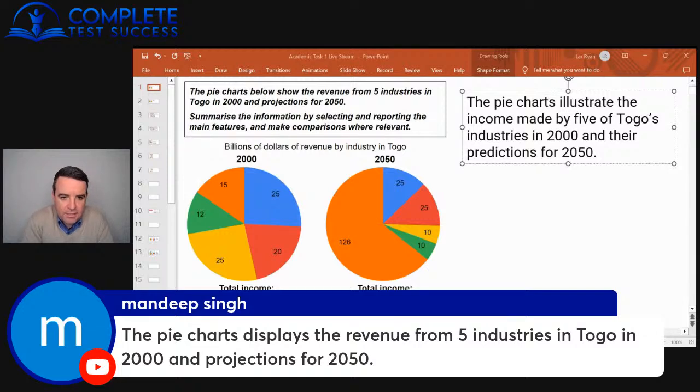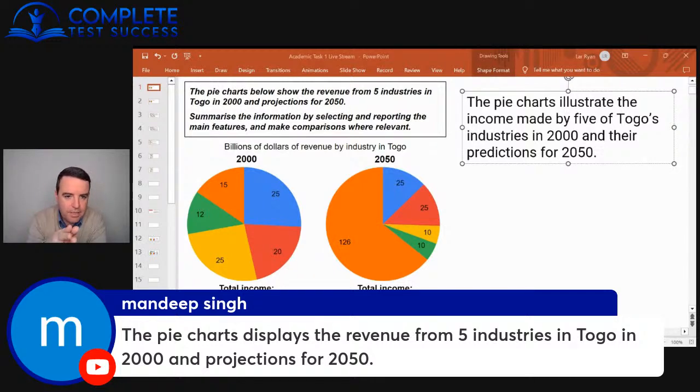Mandeep, the pie charts display, so again, no S, the pie charts display the revenue from 5 industries in Togo in 2000 and projections for 2050. Good. And as well, we want to change as much as we can. So the most important thing is it has the same meaning and that it's easy to understand. But we want to change more if we can.